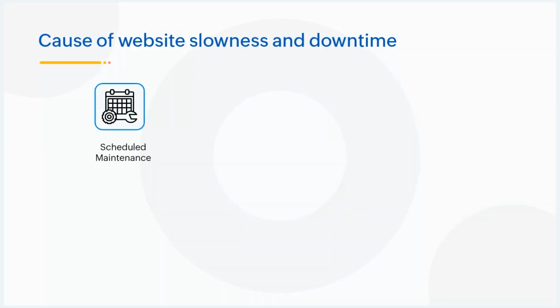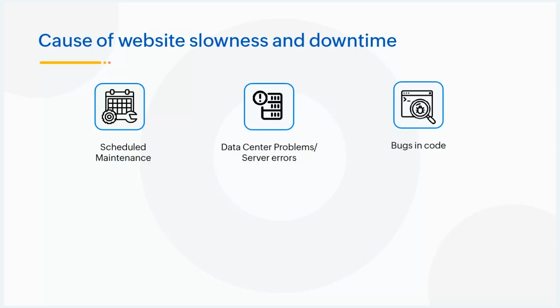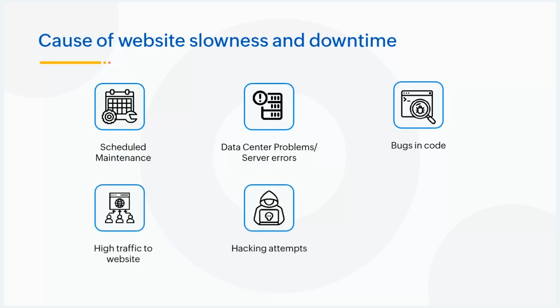Further, website performance can be impacted by several key factors. These include scheduled maintenance and data center or web server errors, which are often unavoidable but should be well communicated. Bugs in the code can lead to instability, while high traffic spikes can overwhelm resources. Hacking attempts pose security and availability risks, and failure to renew SSL certificates can also result in trust issues and access disruptions. Proactive monitoring and timely updates are essential to minimize downtime and ensure a smooth user experience.